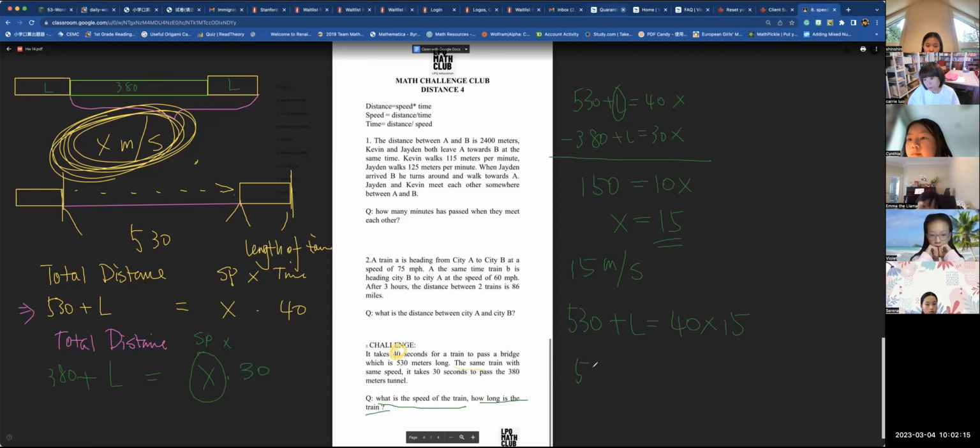15. 530 plus L equals 600. So L equals 70 meters. Okay, everybody think about it. Just remember, when you are not very familiar with those kinds of questions, you need to say again: distance equals speed times time.